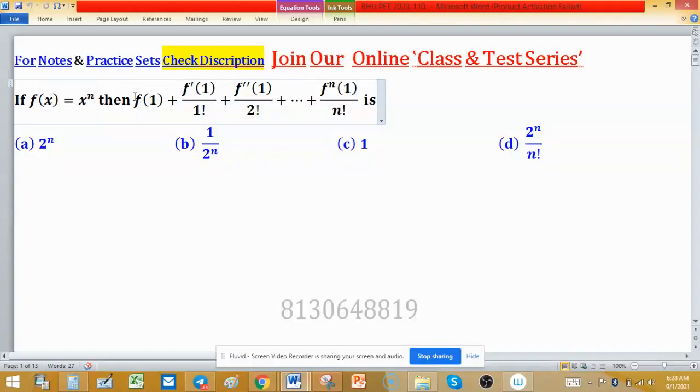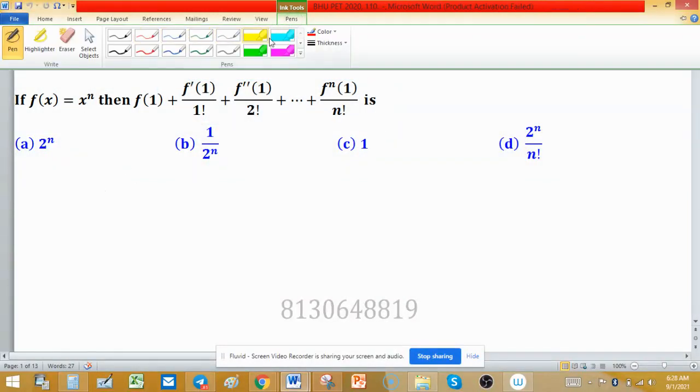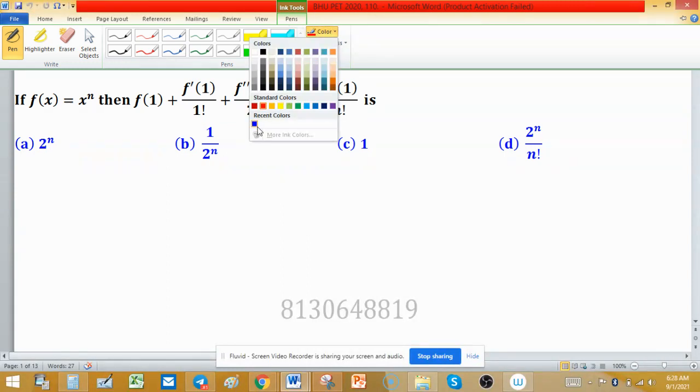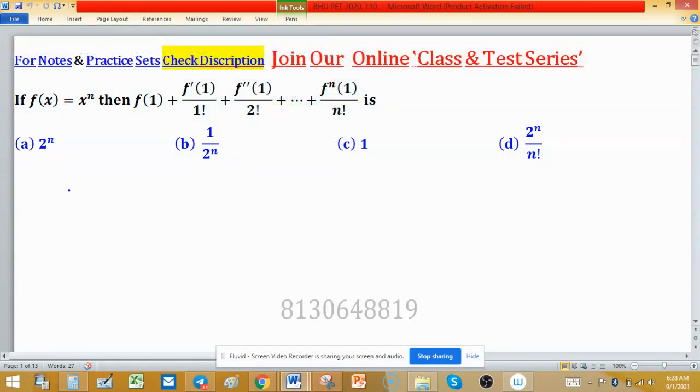...raised to the power n, then f(1) plus f'(1)/1! plus f''(1)/2!, and so on up to f^(n)(1)/n!. So from this one, I can observe somehow we can use Taylor's theorem to answer this question. So what does Taylor's theorem say?